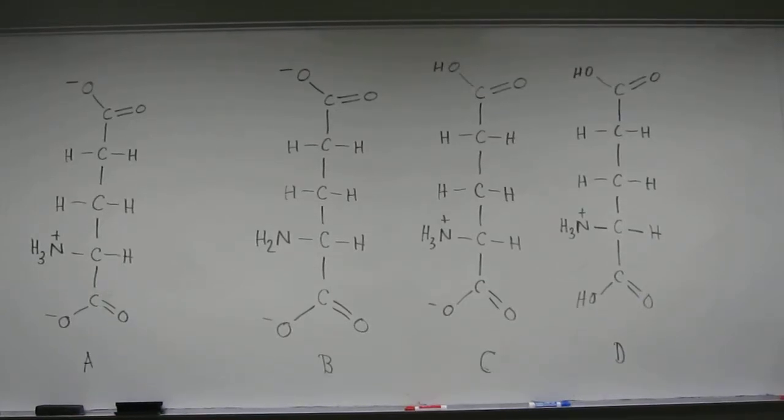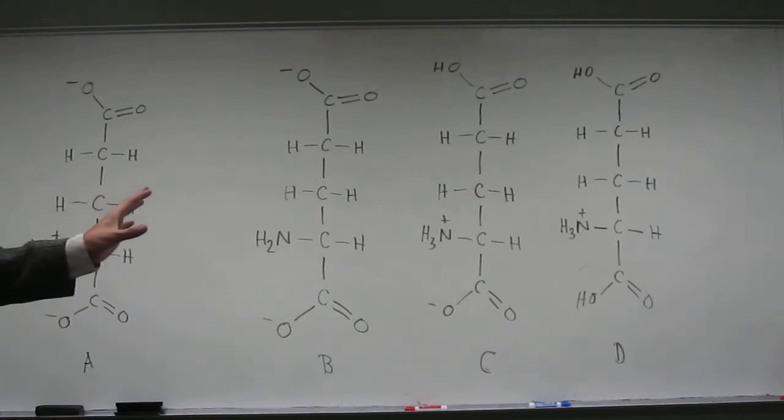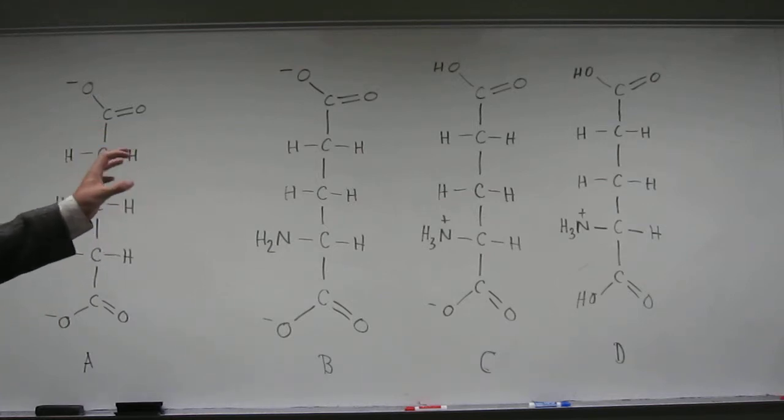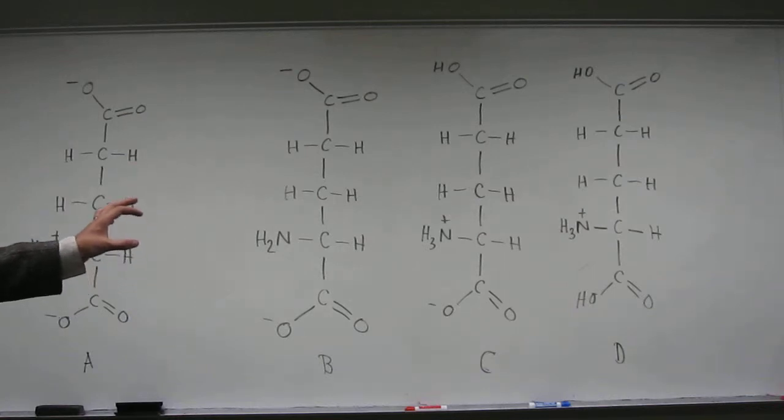Okay, so pictured here are the various forms of glutamic acid at various pH ranges, okay? So what we are to do in this problem is to order these forms going from a solution of low pH to high pH, okay?